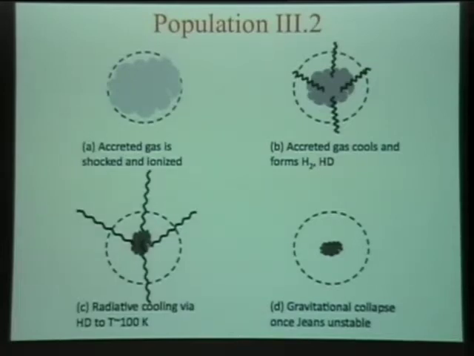But once you ionize the gas, then you accelerate the formation of HD. And that cools the gas down to lower temperatures, of order 100 degrees Kelvin. And then, in principle, the collapse is able to make lower mass objects. And that's what we call population 3.2.